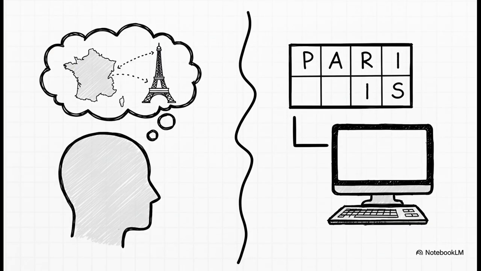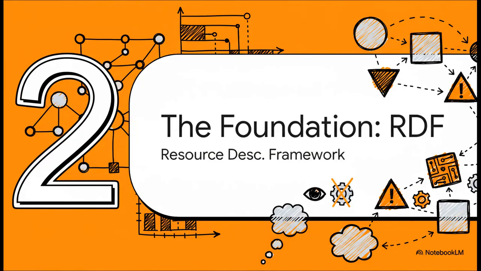Okay, think about it this way. When you read a web page and you see the word Paris, your brain just instantly connects that to the capital of France, right? But to a computer, Paris is just a string of 5 letters. It has no idea what that word means or how it relates to anything else. So how do we even begin to build a web that machines can actually get?